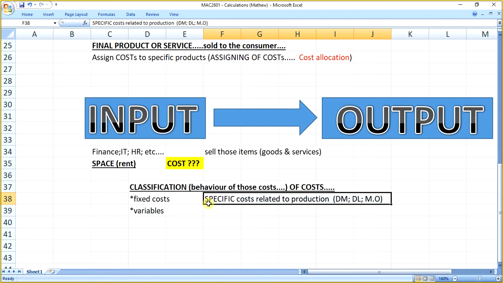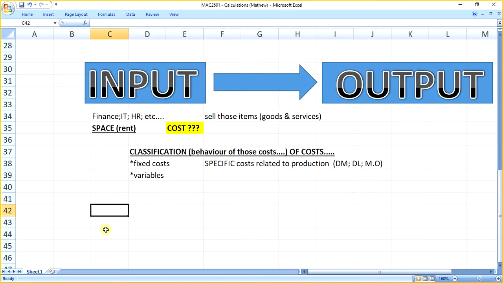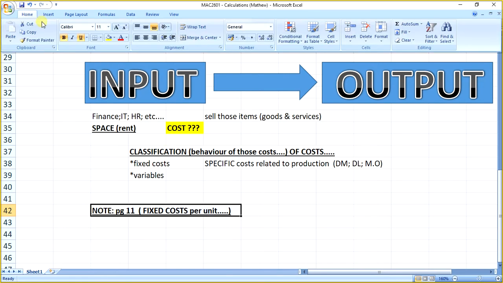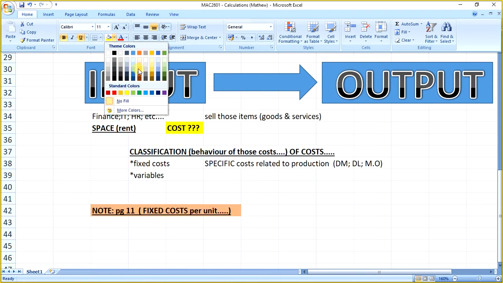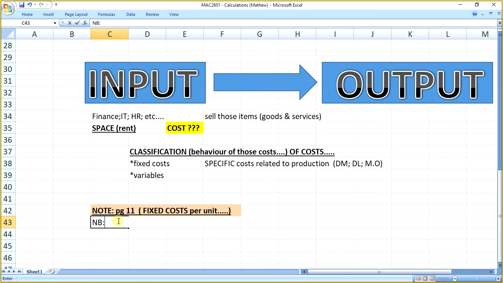All right, something that was covered in study unit 1 that applies later on, which is something to consider. So just a note here, page 11. They've given you a small example here looking at fixed costs per unit. The reason why I want to highlight this point for you is because when you look at later calculations, ones that are a bit more, let's say, longer, you have to look at an individual basis or bases. I don't know if that makes sense.